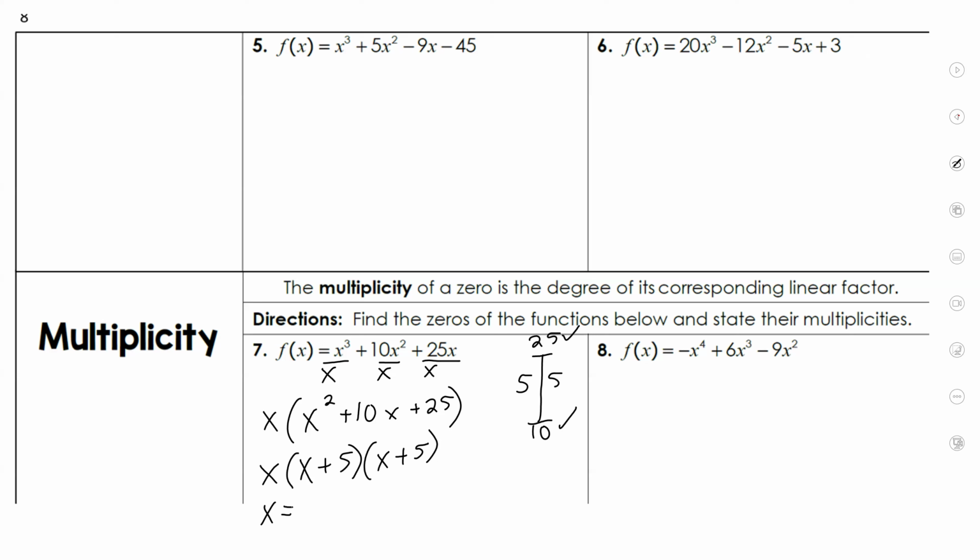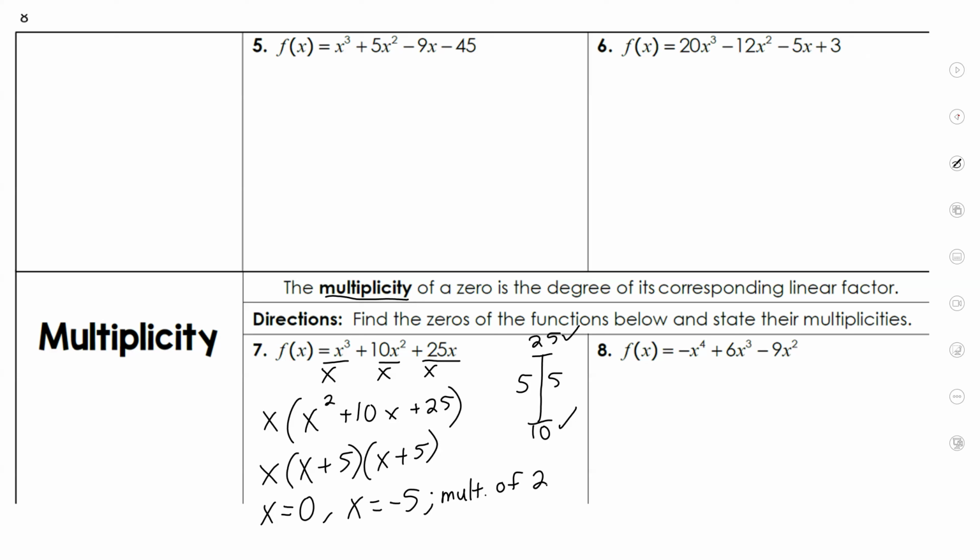What are my answers going to be? What's this one? Good. What's the next one? Do you see how she said x -5 twice? That means it's a multiplicity of 2 because it happened twice. Does that make sense? So I'm going to write multiplicity. I'll put mult for short. Multiplicity of 2 because I got the answer -5 twice.